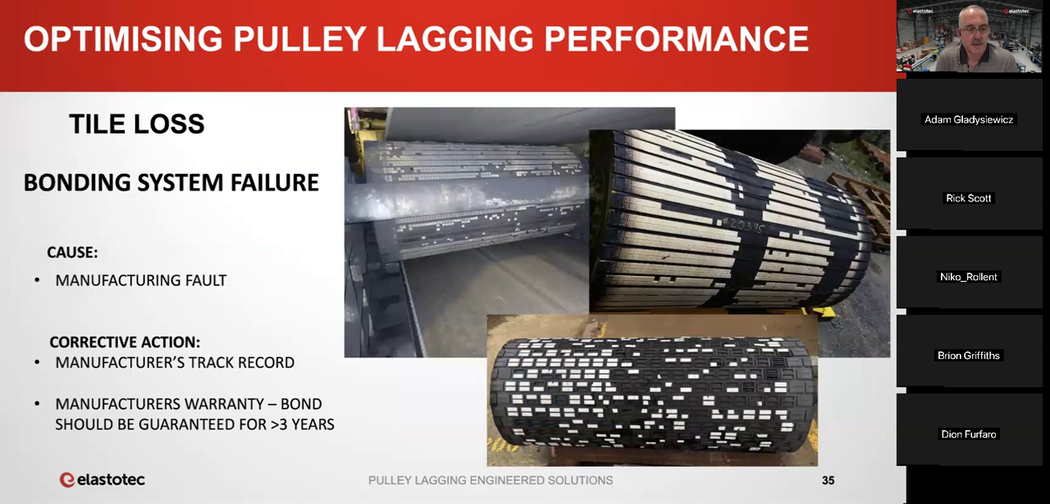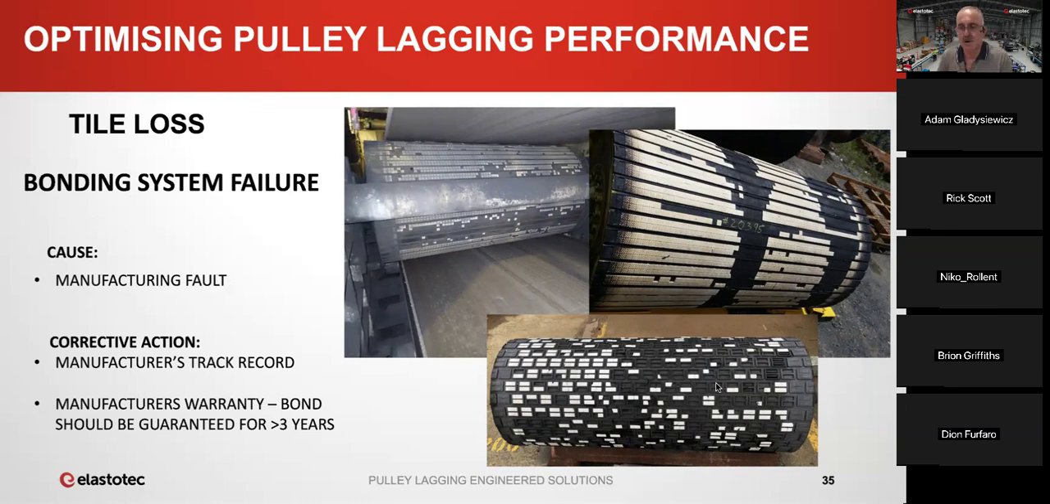The first one, the tile loss due to bonding system failure. This is by far and away the most common form of failure for ceramic lagging. It's identified by having neat, clean recesses in the rubber that exactly match the tile. So if you look down here, you can see there's little rectangular pockets, smooth at the back. This pulley here, you can see the little square indentations, smooth surface.